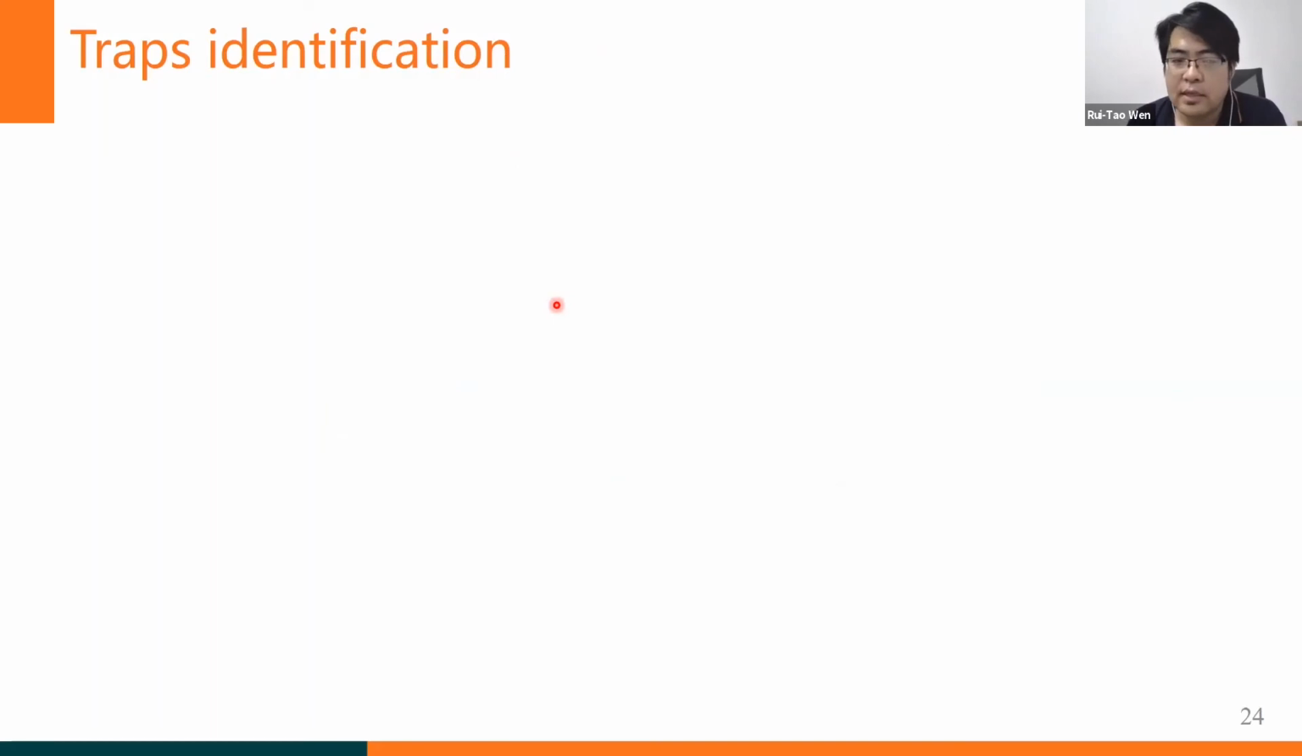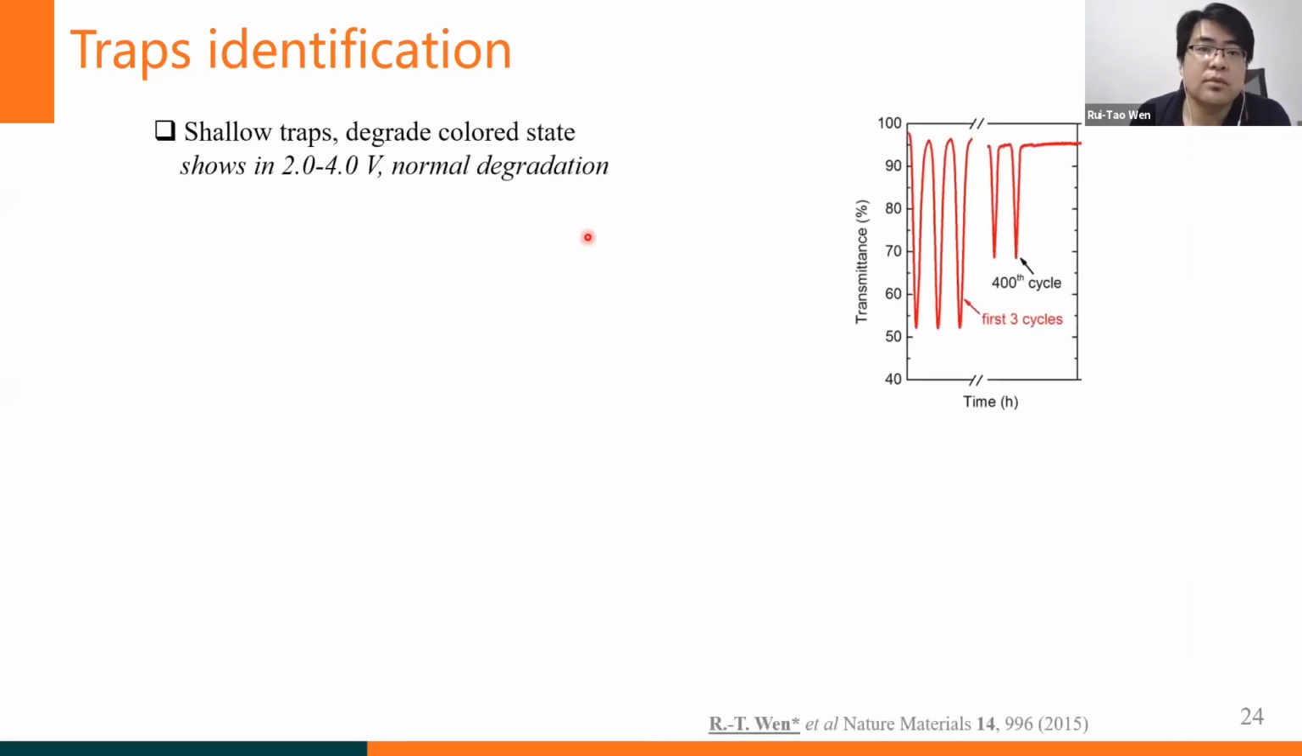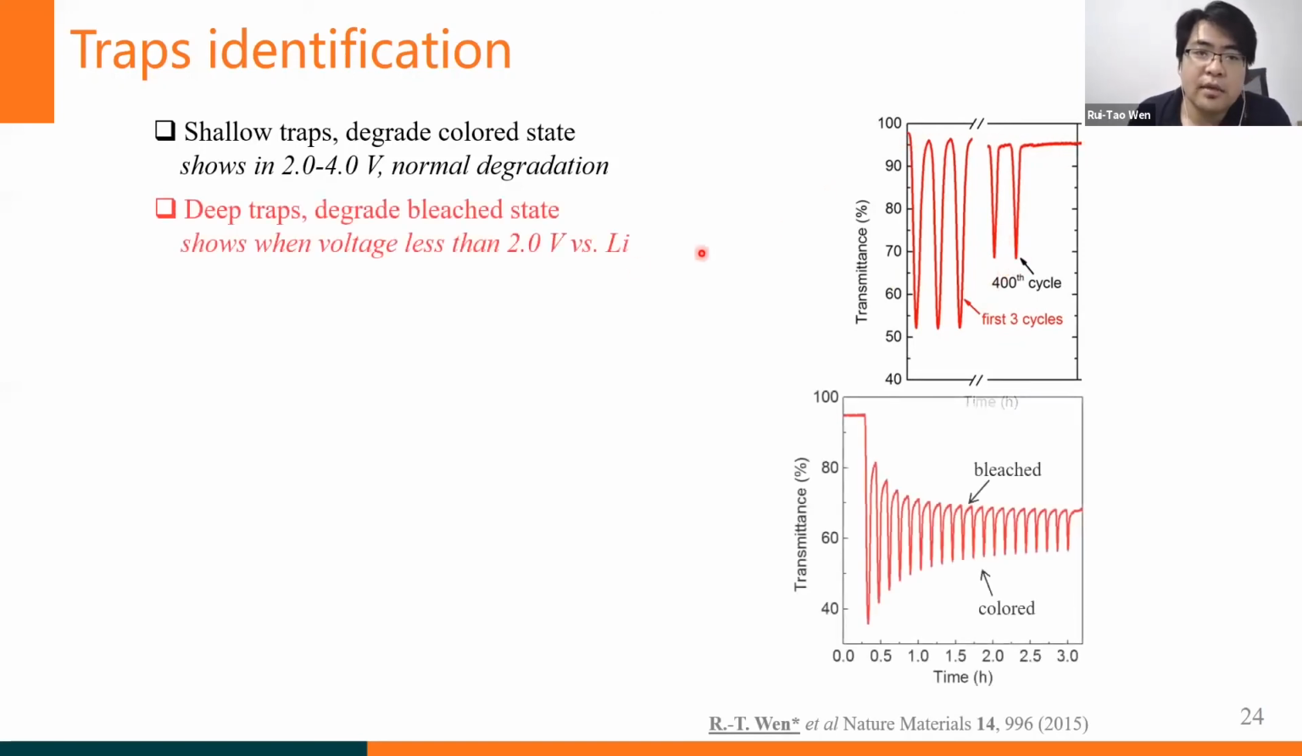Very important, we found 3 different traps inside of the tungsten oxide. For example, the first we call shallow traps. It's only degrading in the color state, but the bleach state almost stays the same. The second is called deep traps. The deep traps are different from the shallow traps in that they not only degrade the color state, but also the bleach state as well.